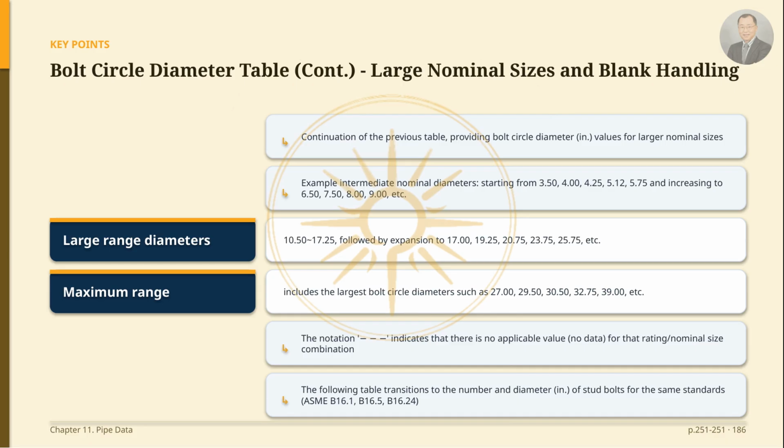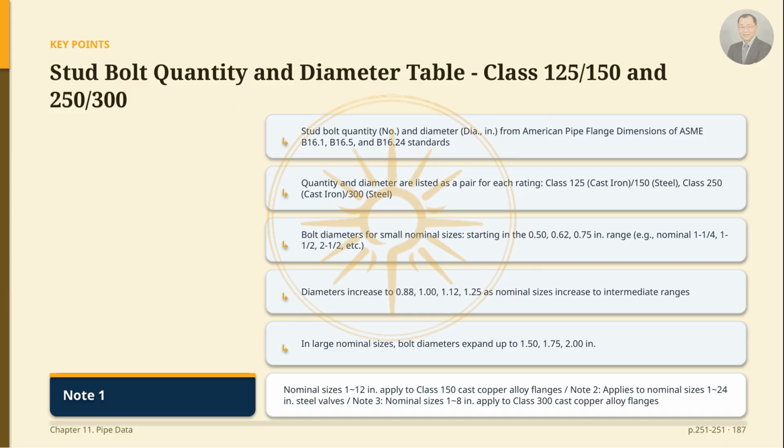that follows. This slide is a reference table summarizing the number and diameter of stud bolts according to ASME B16.1, B16.5, and B16.24 standards. For each class, such as Class 125 and 150, or Class 250 and 300, the number of bolts and their diameters in inches are provided as a pair. For example, small nominal sizes like 1 1/4 in start from 0.50 inches, and as the nominal size increases, the diameter gradually expands up to 1 inch, or 2.00 inches.